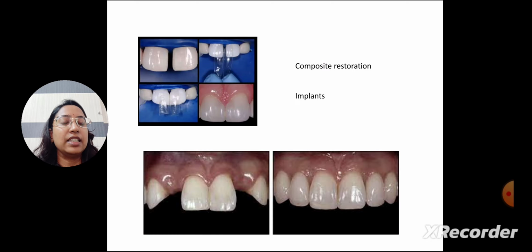Similarly, in case of missing teeth, which is also one common reason for spacing, when we have missing teeth and there is sufficient space, we can directly go for prosthesis or implants to cover that space without opting for an orthodontic treatment plan. In this case, in the bottom picture, two lateral incisors were missing, which were covered with implant prosthesis. And in the above picture, the midline diastema is closed with the help of a composite restoration. This is a direct restoration which is used to close the midline diastema.